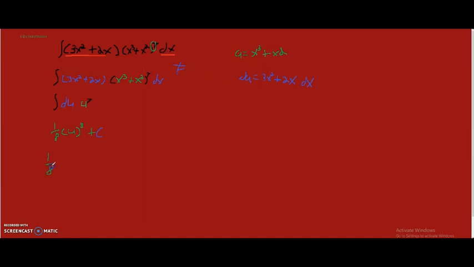1/8 times u, which is now going to be replaced with x cubed plus x squared, to the 8th power, plus the constant. So now we have subbed back in u from the original equation. And this all came from subbing out, taking the integral, and taking the du.